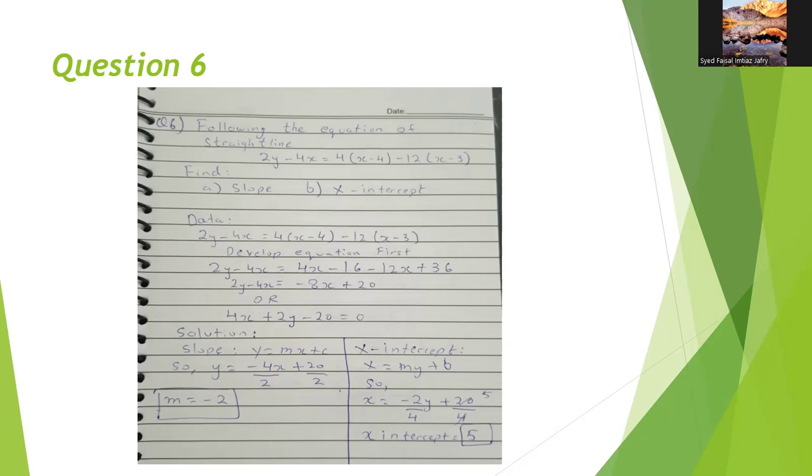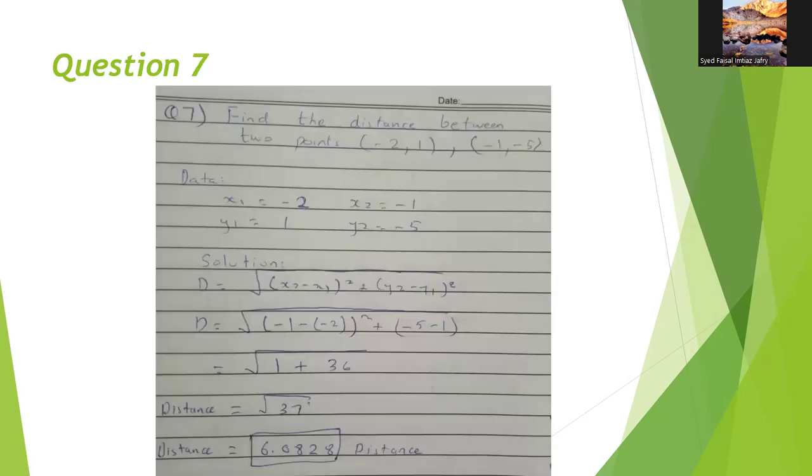So, put the values in the formula, and you will get minus 2 as the slope. And now, looking at your x-intercept, x is equal to my plus b, where b is the x-intercept. Now, what is the x-intercept? It is 5. Using both of these, you will get the answer. I hope you understood. Now, moving forward. Find the distance between the 2 points. Please do it yourself.